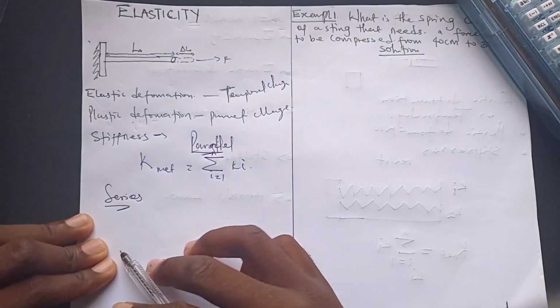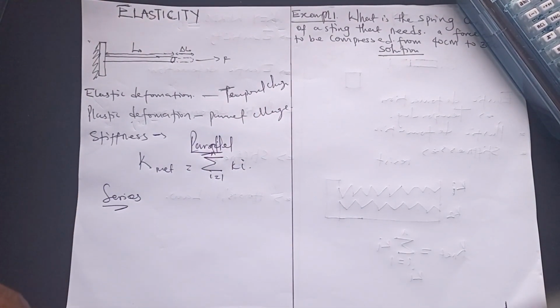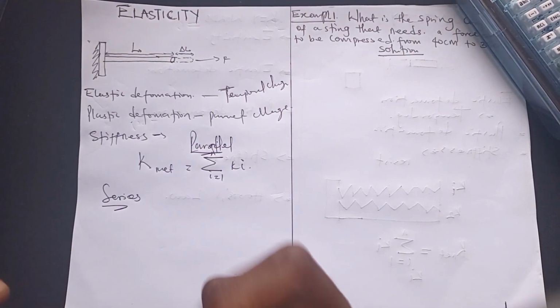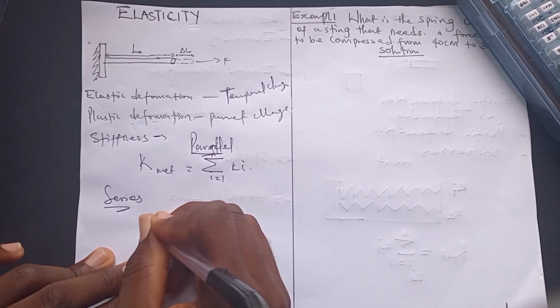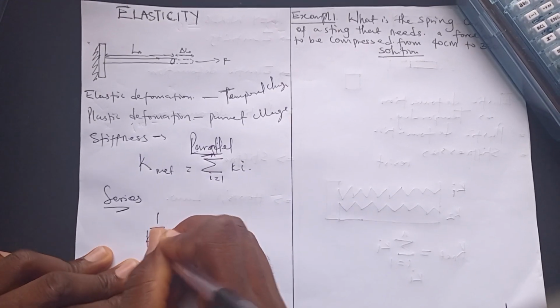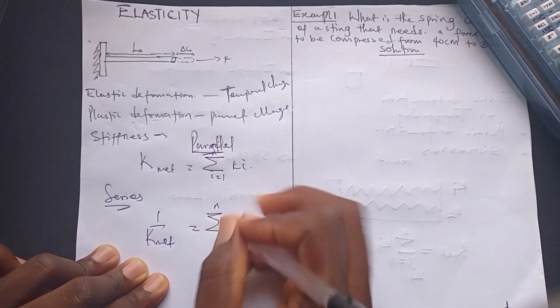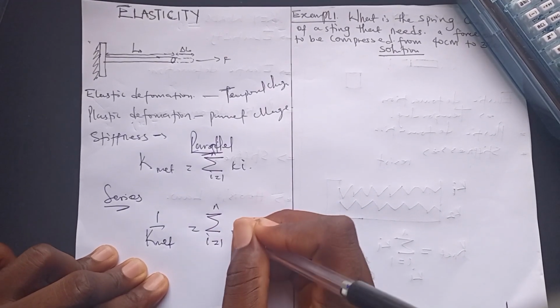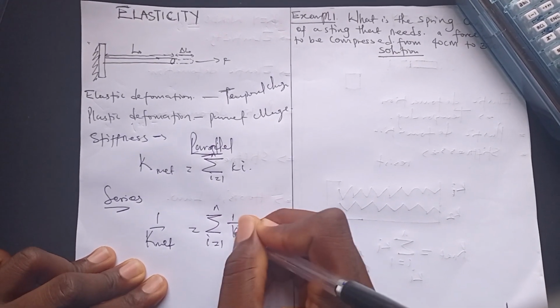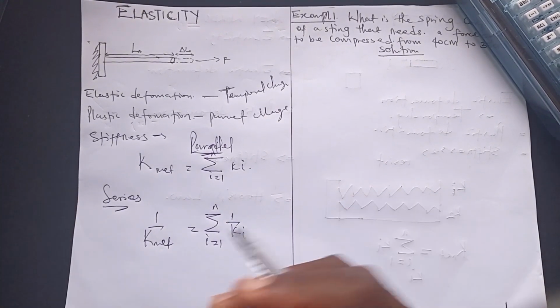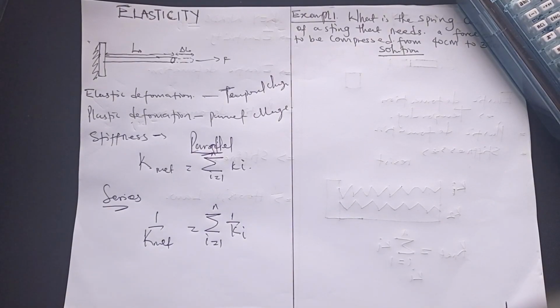Also in series, when different materials with individual stiffness interact in series, the net stiffness is defined as 1 over k net equal to. When we start solving some problems on stiffness and elasticity, you will understand better.